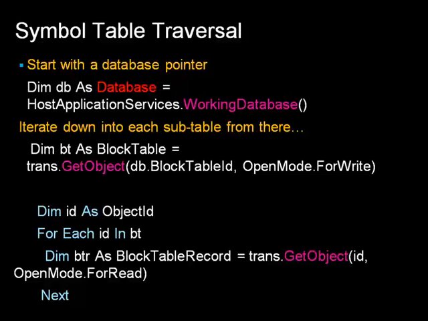Here is a VB example of traversing the block table. As we have seen, you can use the working database of HostApplicationServices to get the database of the active drawing. We then use the GetObject method of the transaction. The argument for the object ID is the BlockTableId property of the database. This will get us the block table. We can then use a For Each loop to get the object ID of each block table record in the block table. We would then use the block table record to add entities or take some other action.